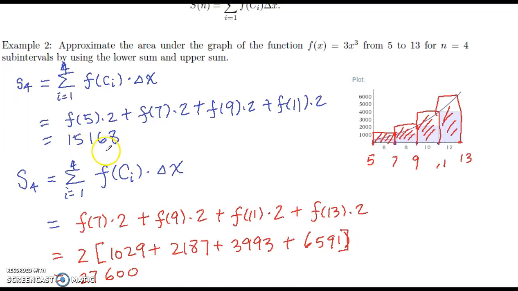Notice the lower sum is supposed to be smaller than the number for the upper sum, because in one we're picking the minimum value and in the other we're picking the maximum value.